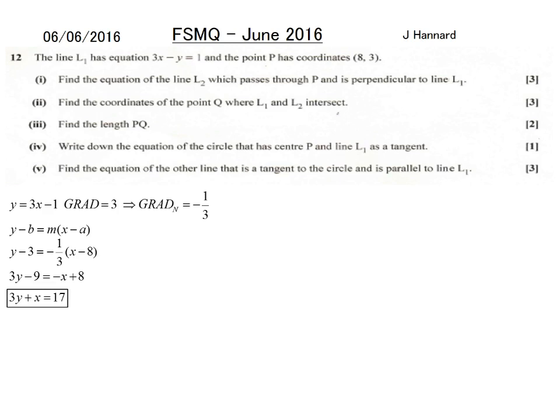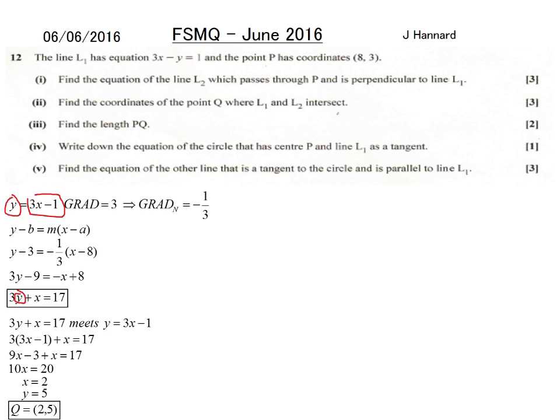So then, part 2. Find the coordinates of the point Q where L1 and L2 intersect. So if I know that, hold on, let's have a look. y equals 3x minus 1, I can paste that in for this y here. So that's what I did, like that. And then I expanded, tidied up, big smile on my face because x is a 2. Putting that back through, y is a 5. Therefore, Q is 2, 5.